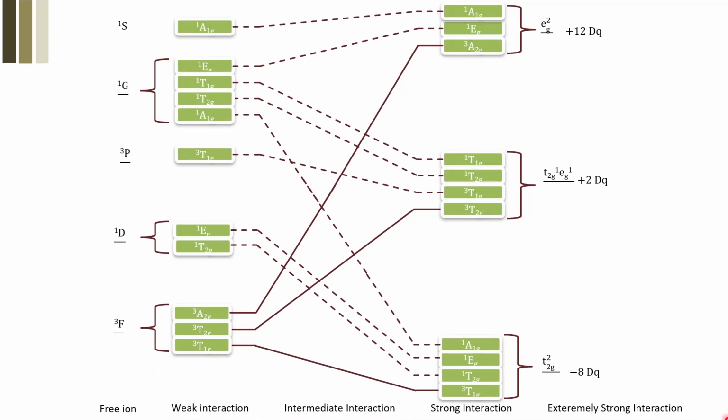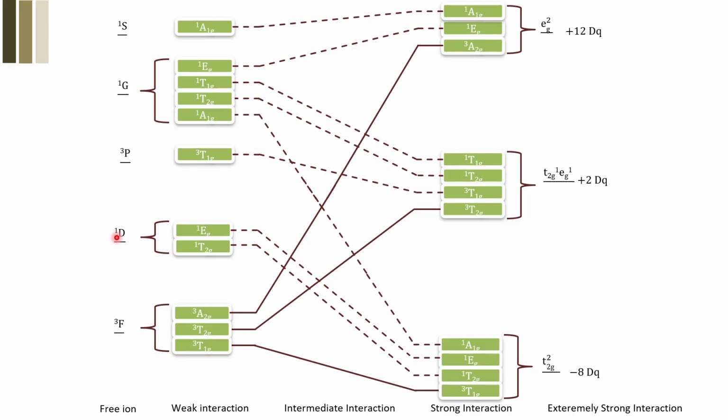This is how the correlation diagram looks like. In the earlier videos, we studied that we have a free ion for a d2 system. Various terms were assigned in increasing order of energy. You have 3F, you have 1D, you have 3P, 1G, 1S, and so on. Under the weak or loose interactions, we have seen that they split into various symmetry terms, various symmetry symbols, various irreducible representations. What is important is that the multiplicity is the same as that of the parent term. For example, here it is 3F, here are 3A2g, 3T2g, 3T1g. All of them have the same multiplicity, that is 3.